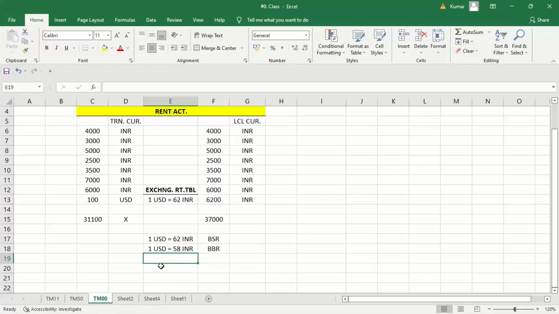Really, it's going to confuse you people. So don't worry, guys, it's going to be very, very simple. We'll explain all the things with the logic. So now here, selling rate, buying rate. Hope you guys are able to understand.